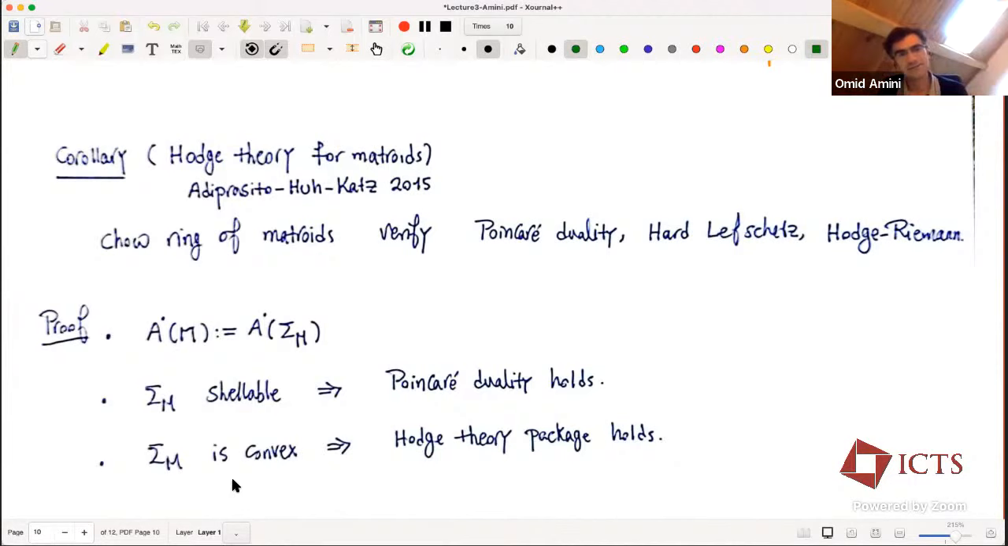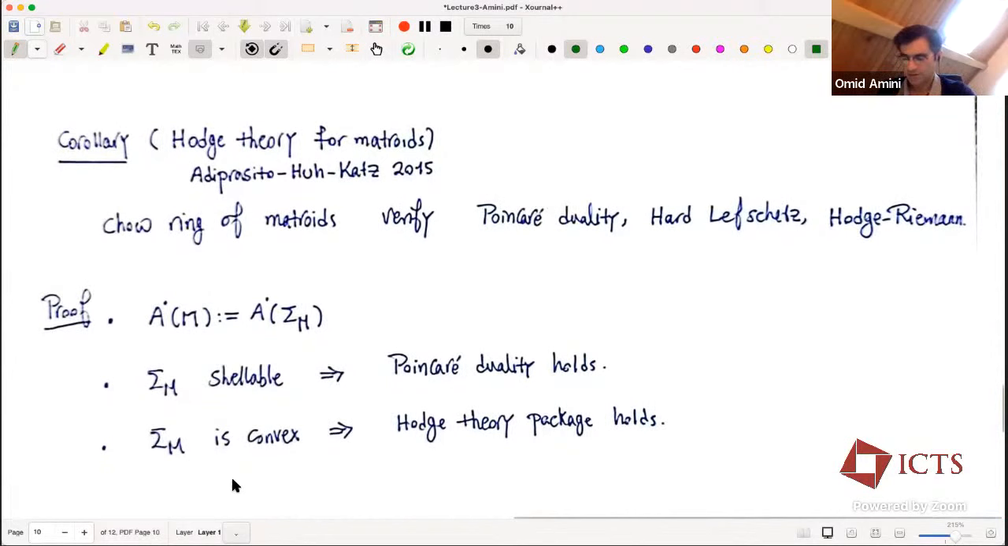It's not difficult to see. So since sigma M is convex, it means that sigma M admits a strictly convex function. So you have the Hodge theory, all the properties listed previously, by using the shellability. The original proof of Adiprasito, Huh and Katz was different, of course.